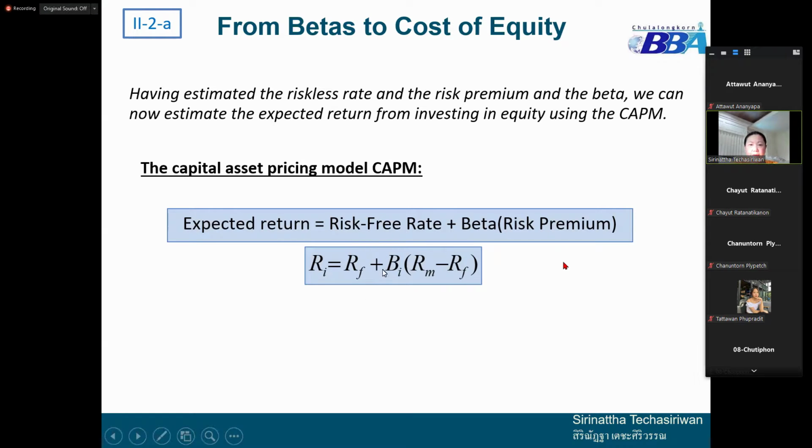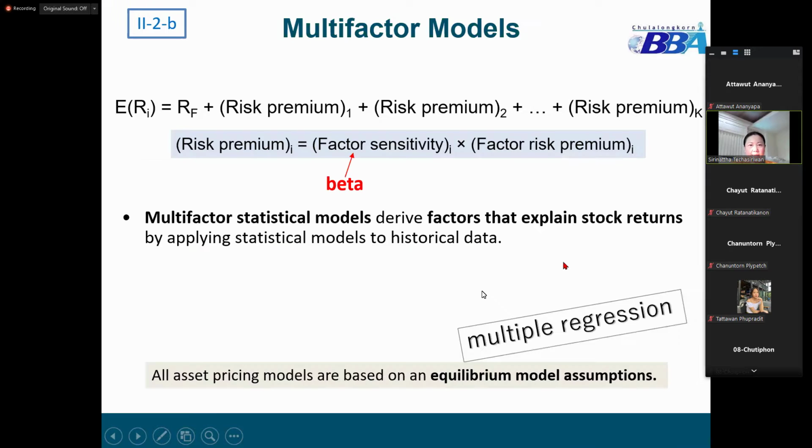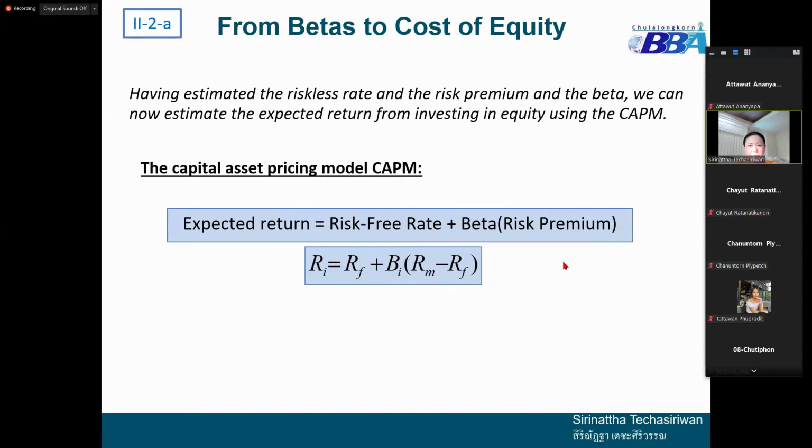After you have the beta, you can plug it into the CAPM model to estimate the required return of the company that you want to value, right? This is the CAPM model. So we just finished the CAPM model.